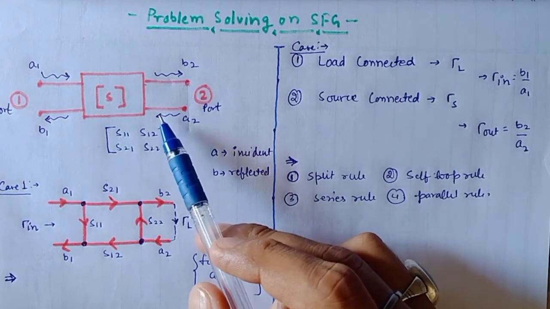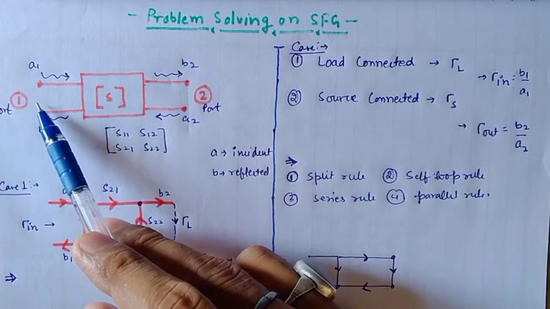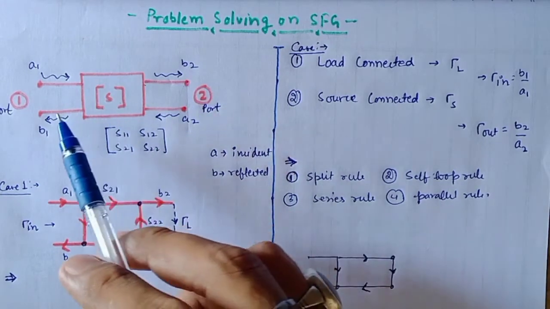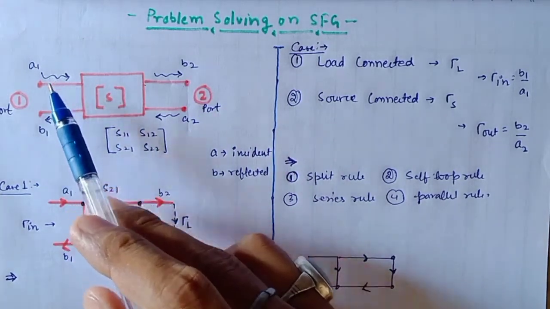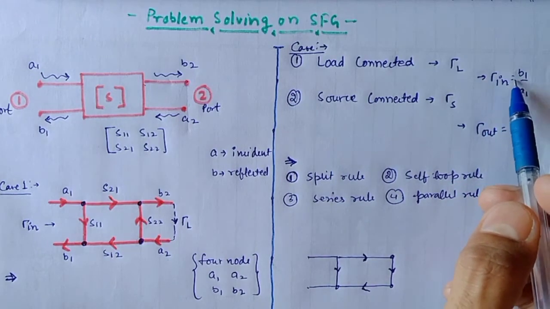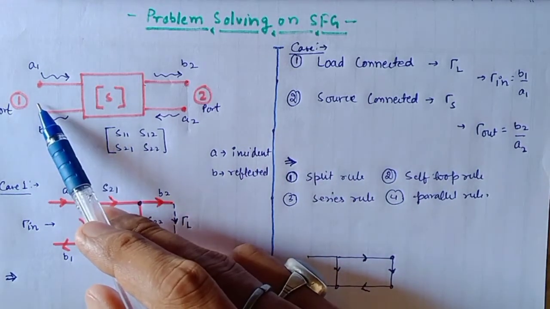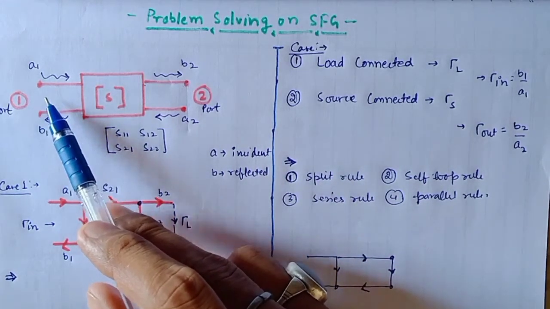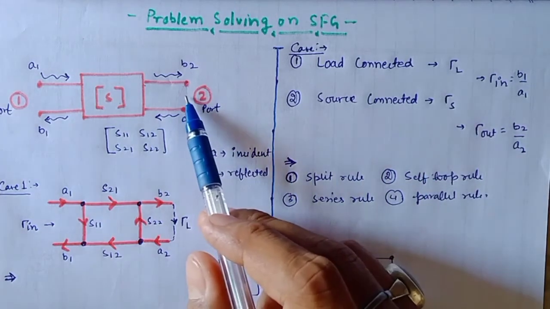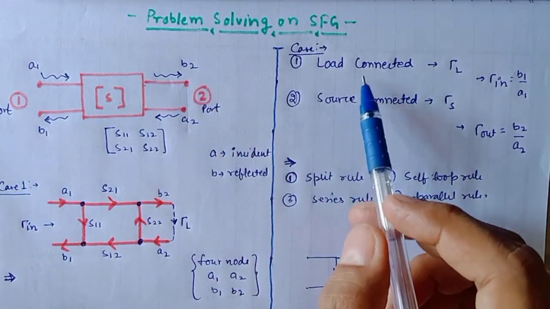So there are basically two cases. Either I can connect a load here and find out the input reflection coefficient. When I connect a load here, I will find out the relation between B1 and A1, which is nothing but the input reflection coefficient. Gamma in is equal to B1 by A1. And when I connect a source here, there will be certain reflection from the source side, and that is denoted as gamma S. In that case, I will find out gamma out here, which will be nothing but the ratio of B2 and A2. So I hope it's clear.